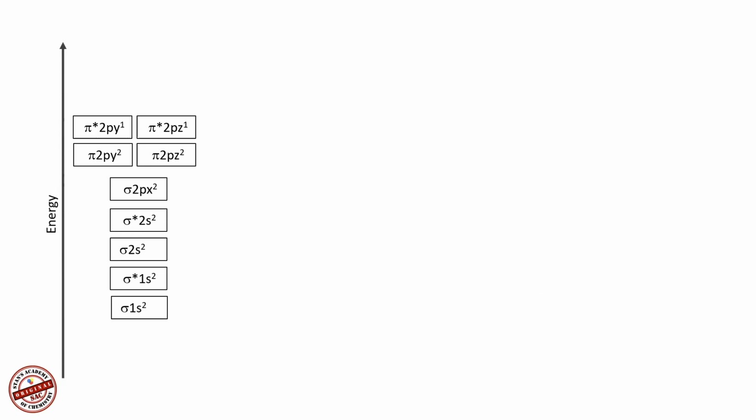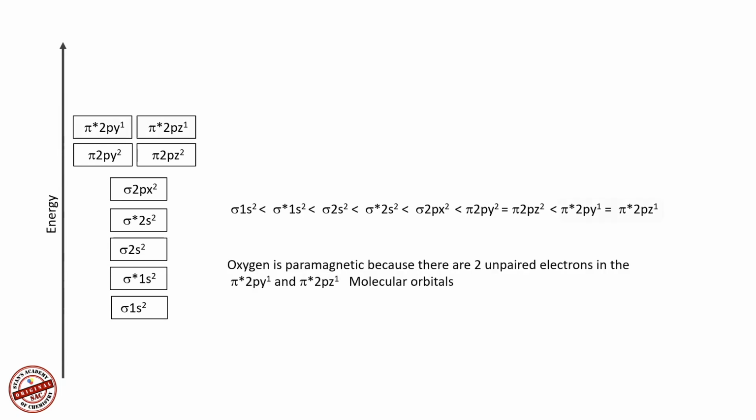Now we can also write the molecular orbital electronic configuration like this. Sigma 1s2 is less than sigma star 1s2, is less than sigma 2s2, is less than sigma star 2s2, is less than sigma 2px2, is less than pi 2py2 equals pi 2pz2, is less than pi star 2py1 equals pi star 2pz1, which also implies the pi star 2py1 and pi star 2pz1 have one electron each.